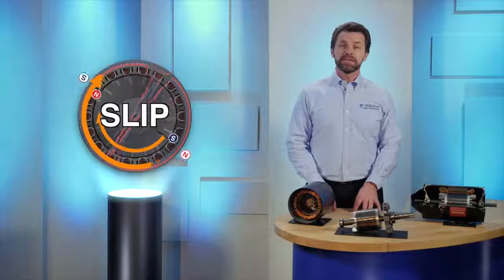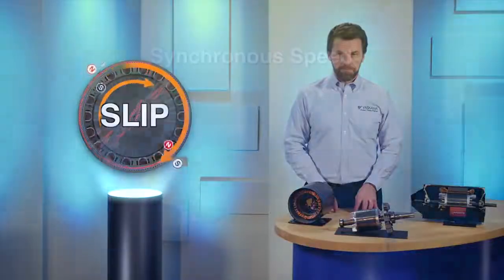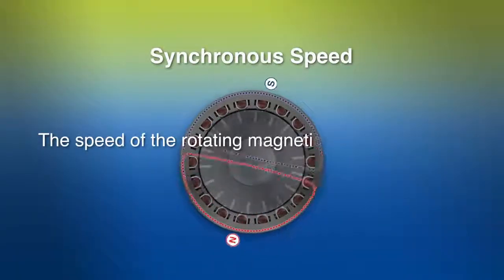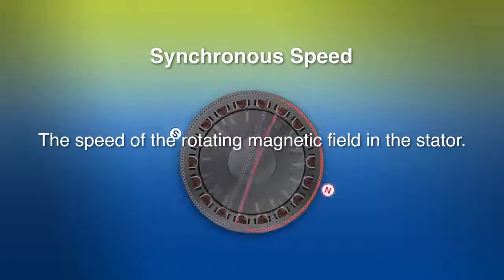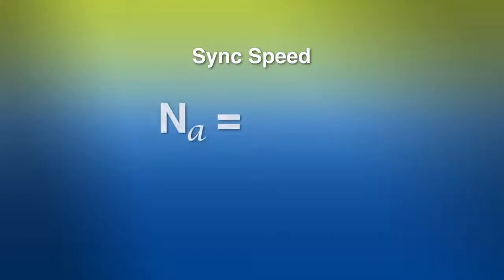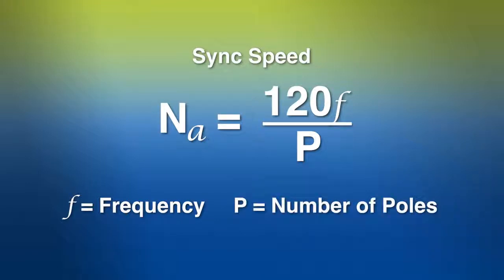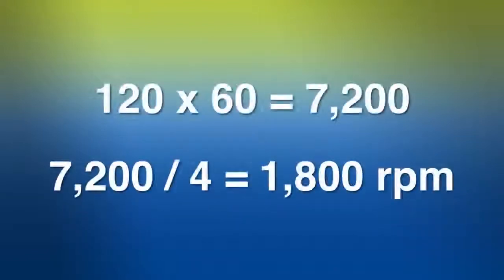To help you understand slip, let's take a moment to define some terms that you'll need to know as we move forward. The speed of the rotating magnetic field in the stator is called synchronous speed. You can calculate synchronous or sync speed by using the formula 120 times F over P, where F is the frequency of the AC power supplied and P is the number of motor poles. We'll talk about motor poles in a second. So, with some simple math, you can see that a 4-pole motor connected to a 60 Hz power source would have a sync speed of 1800 RPM.